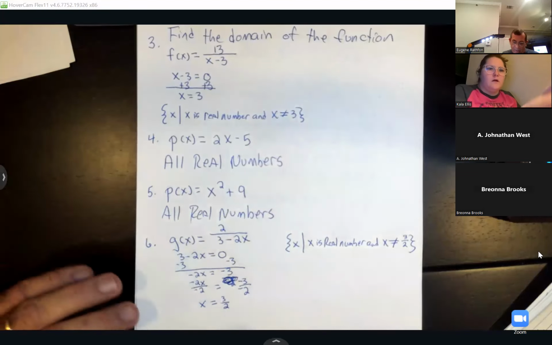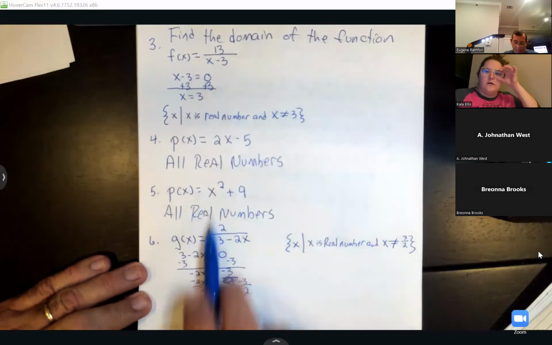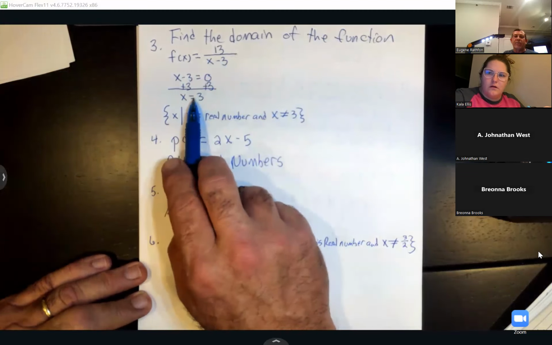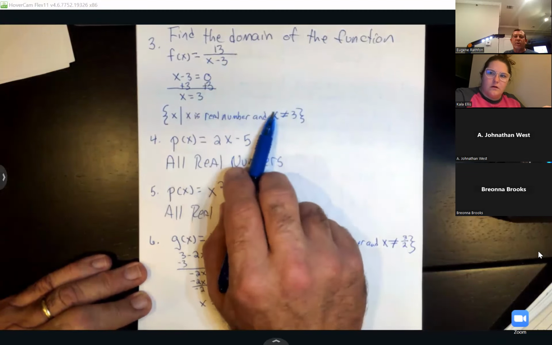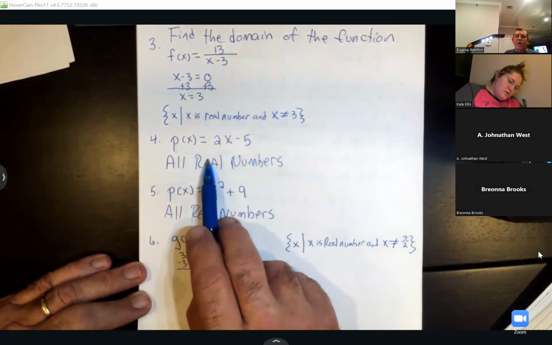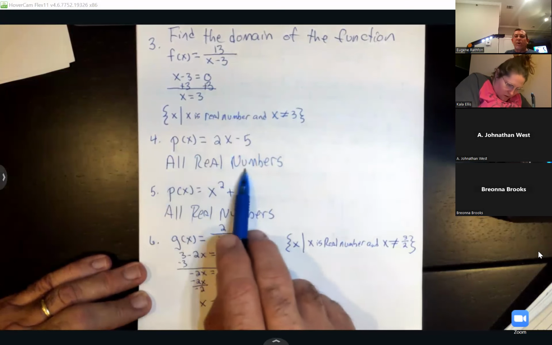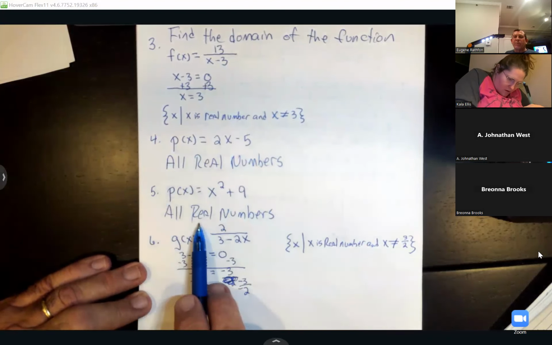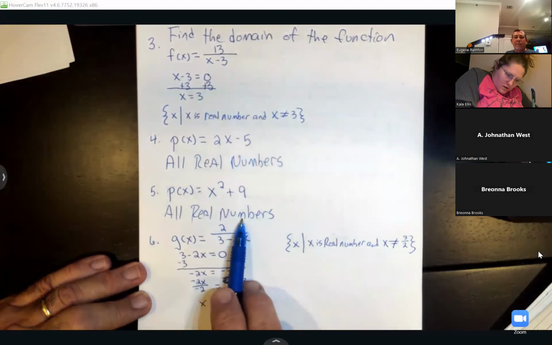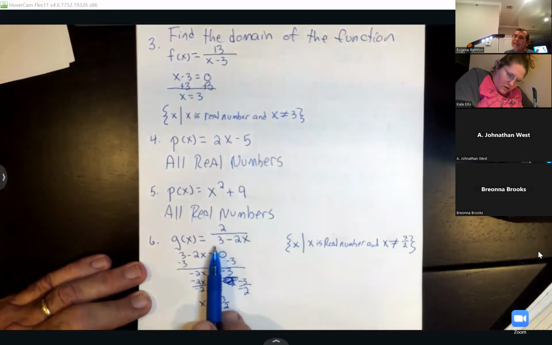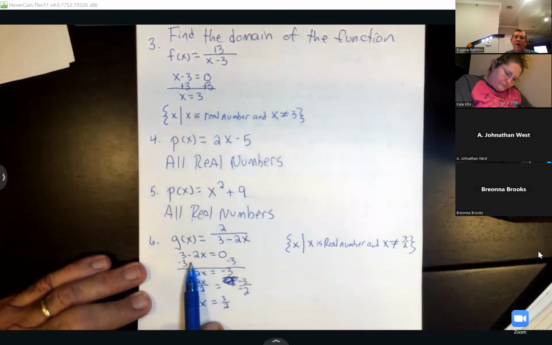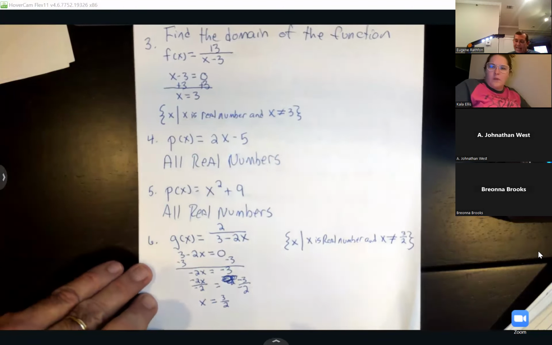All righty, y'all. So remember, we've done a few of these now. A fraction, I was worried about fractions, so I set the bottom equal to 0, got my number, excluded it. 4, I didn't have a fraction. So since I wasn't worried about fractions with that, it works for all real numbers. Same thing with 5. You didn't have a fraction, it worked for all real numbers. 6, once again, we did have a fraction. So since we had that fraction, we set the bottom equal to 0 again and got that solution.